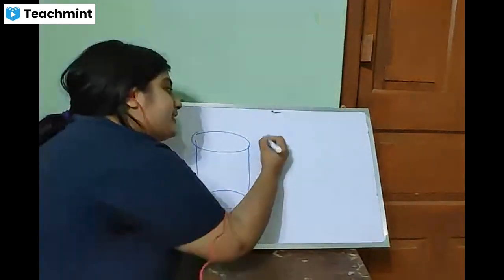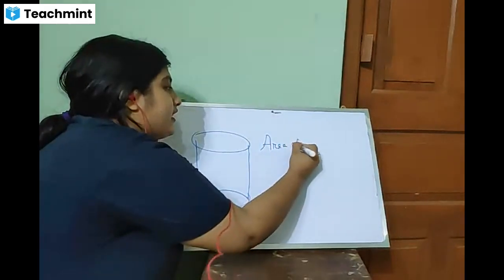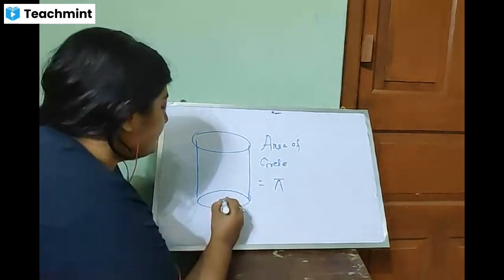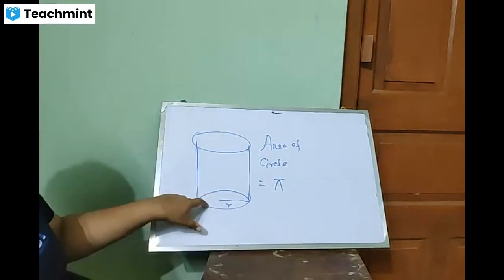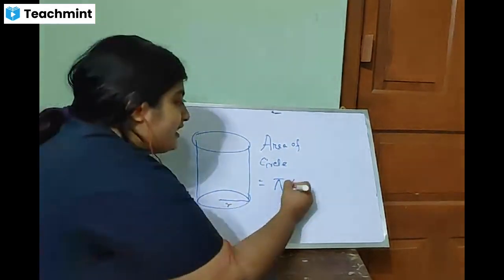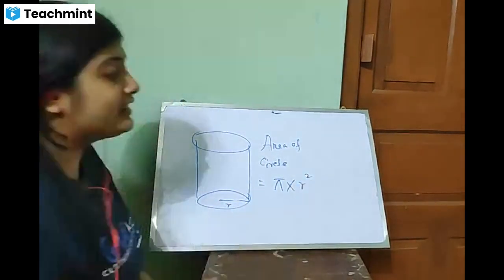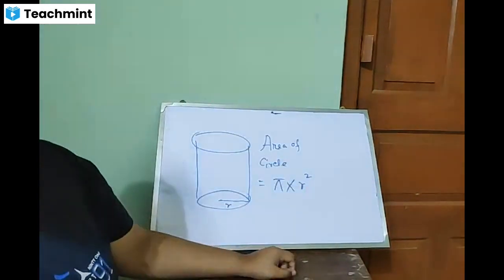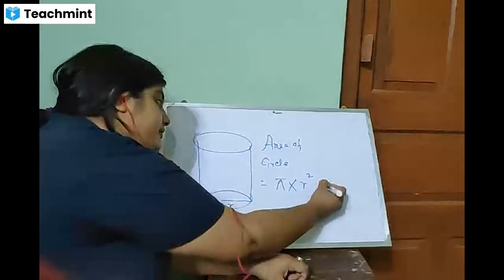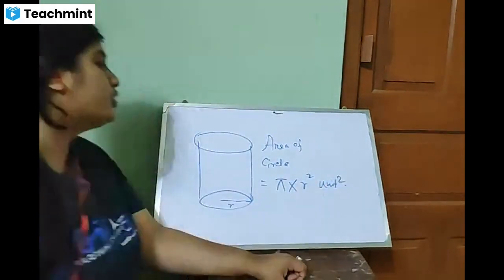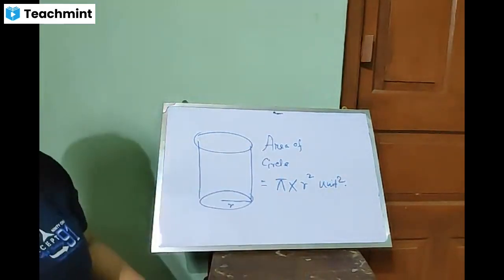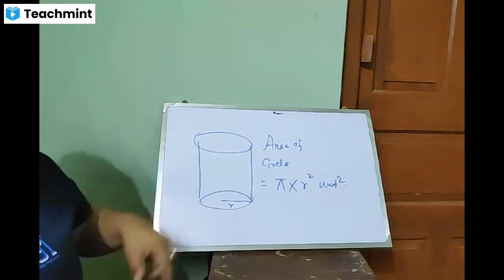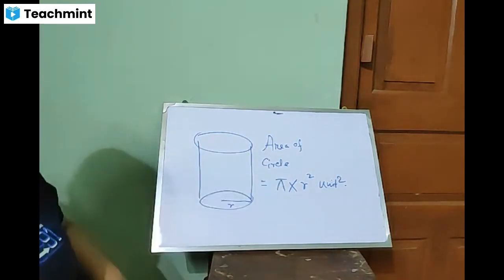Yes, the area of the circle is pi, and this is the radius of this base, that is r, squared. The unit of this area is unit square. So the base of this cylinder is a circle, and the area of the circle is pi r square, unit square.